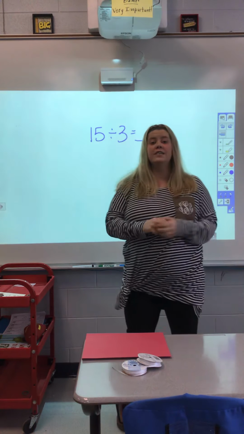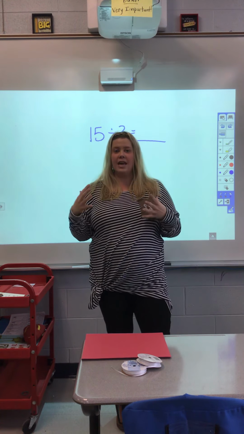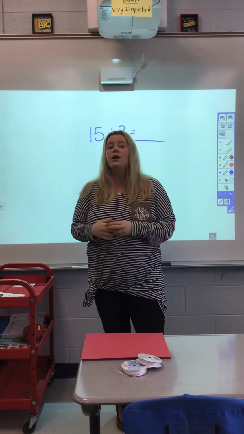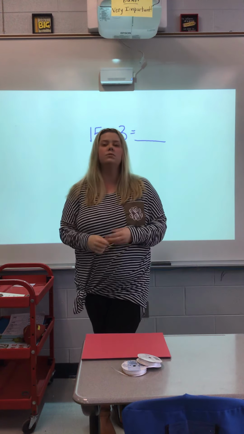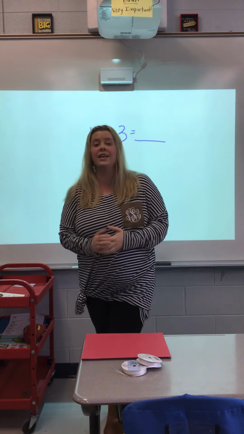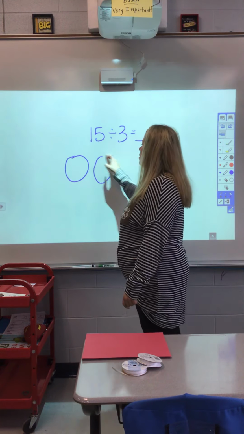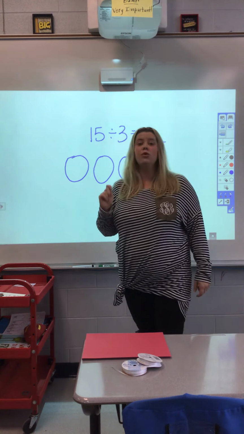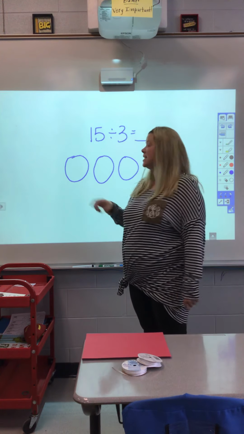So 15 divided by 3. That means I have 15 of something and I want to put them into 3 groups. So I'm going to use our first strategy first, and that's a model. The model is when we use counters or we draw a picture with tally marks, something like that. So I'm going to have 3 groups, and then I'm going to equal share, remember that word, equal share, until I get to 15.